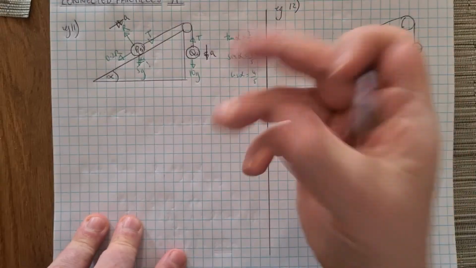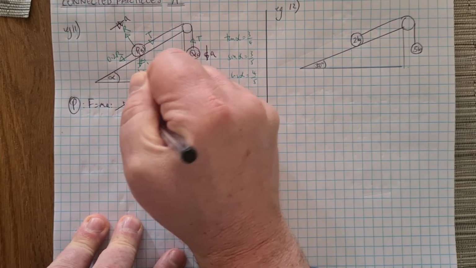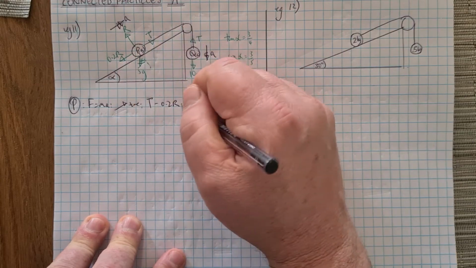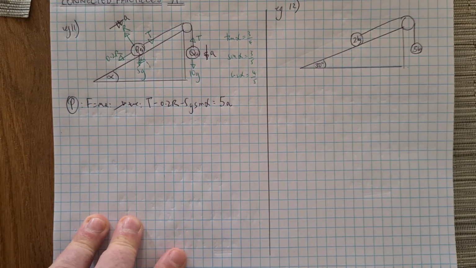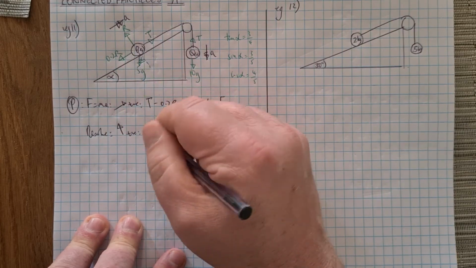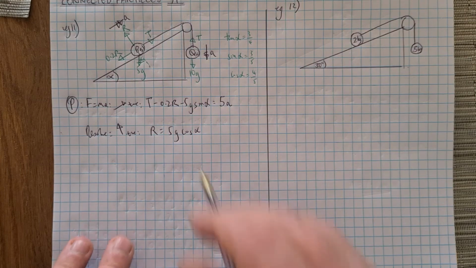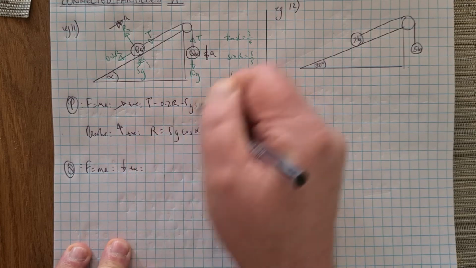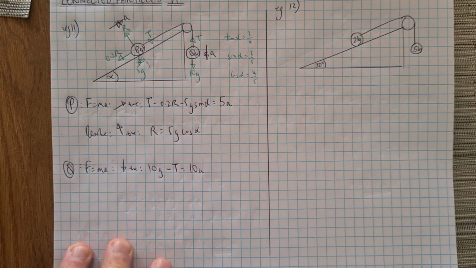So first of all, if we look at particle P, if we do F equals ma in the direction of motion, we have that T minus 0.2R minus the component of the weight, which is 5g sine alpha, is going to equal 5 multiplied by A. Then if we resolve at right angles to the motion, we can find out the value of R. So R is going to equal 5g cos alpha. And then if we look at particle Q, F equals ma again in the direction of motion. So we're going to have 10g minus T equals 10 lots of A.